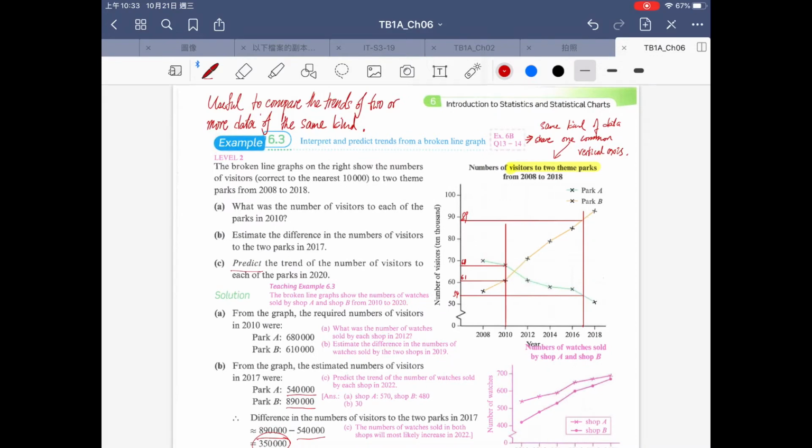But this time, we are using the same vertical axis because the two sets of data are of the same kind. That is, number of visitors. The difference is part A and part B, and we are discussing the number of visitors to both parks. So we can share the same vertical axis. And because the time are the same, so we can share the same horizontal axis too.